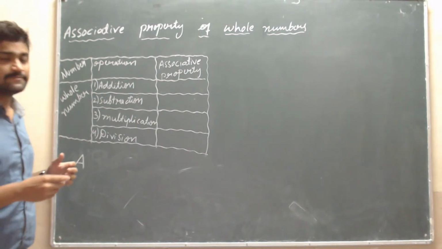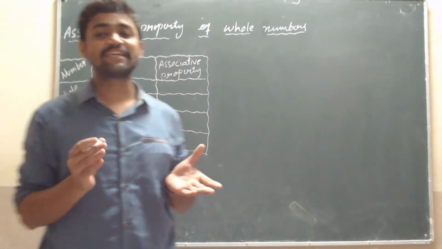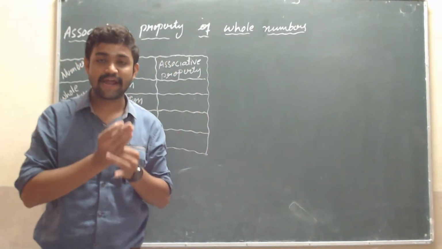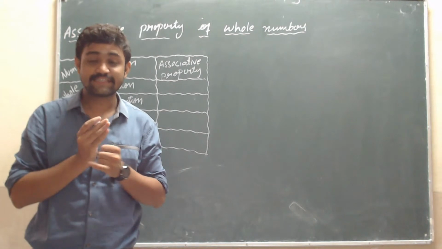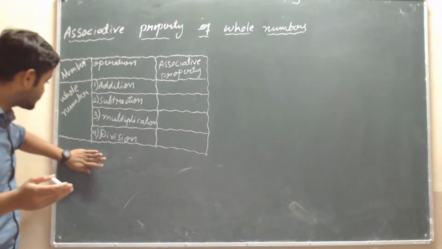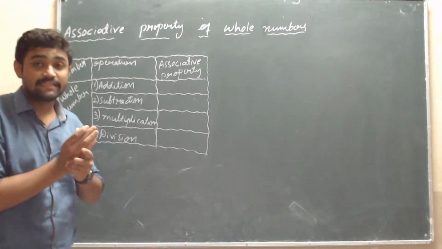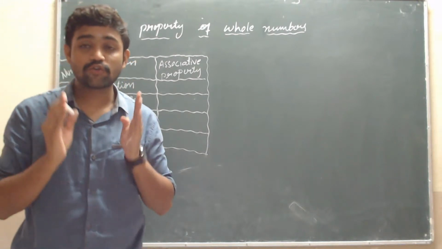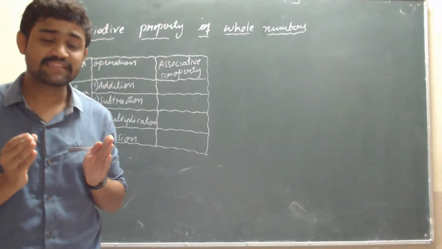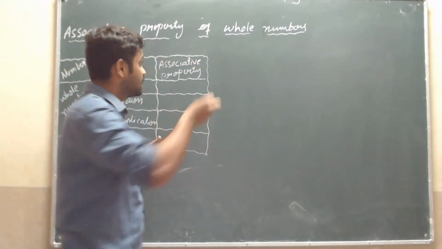Associative property is nothing but: you can add, multiply, subtract, or divide, but you don't worry where you will put the parenthesis. What is meant by parenthesis? That is bracket. See here, I will give an example.